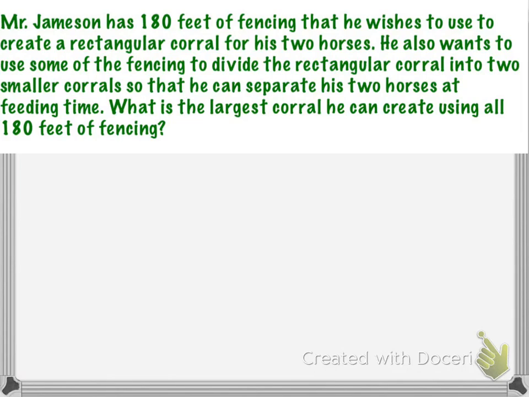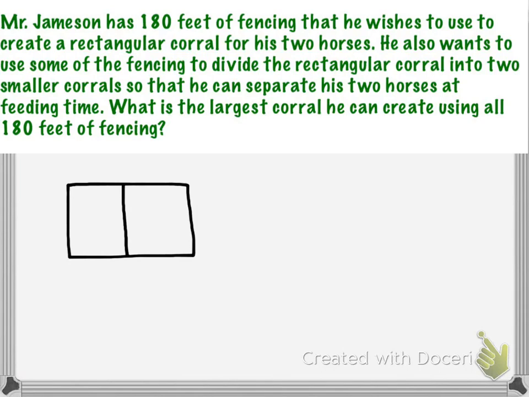So as always, you want to begin with a diagram. So we're looking at creating a large rectangular corral, but then he also wants to use fencing down the middle somewhere to divide the corral into two smaller corrals. So our diagram would look something like this. But we also want to label our diagram.